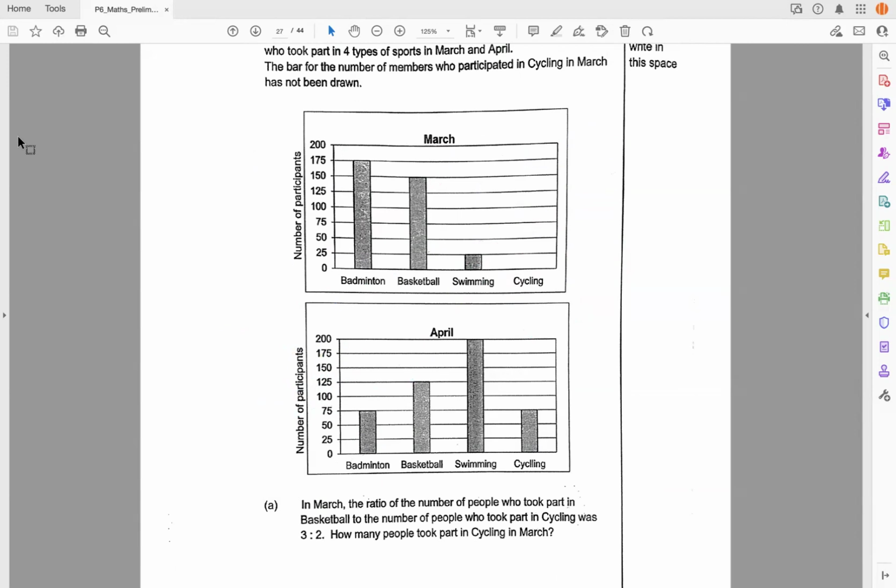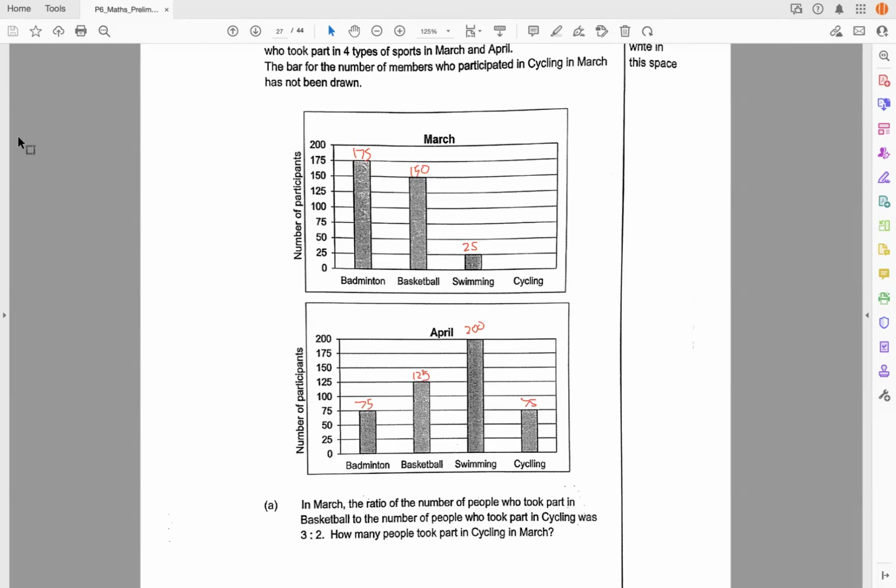Okay. Question number 11. Before I do anything, let me fill up the data of the graphs. So this is 175. This is 150. This is 25. This is 75. Make it a habit, okay? 200. And this is 75.